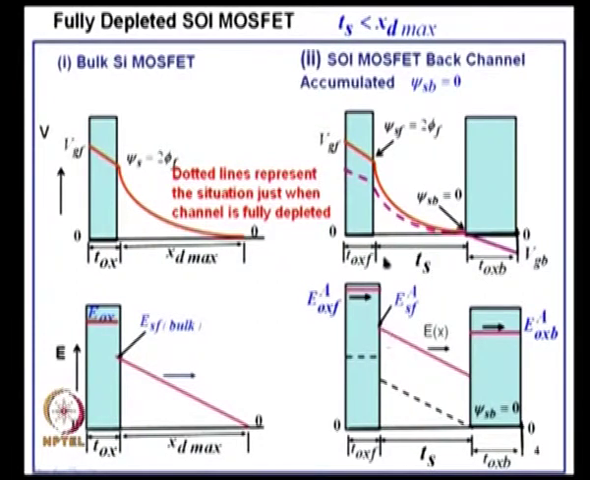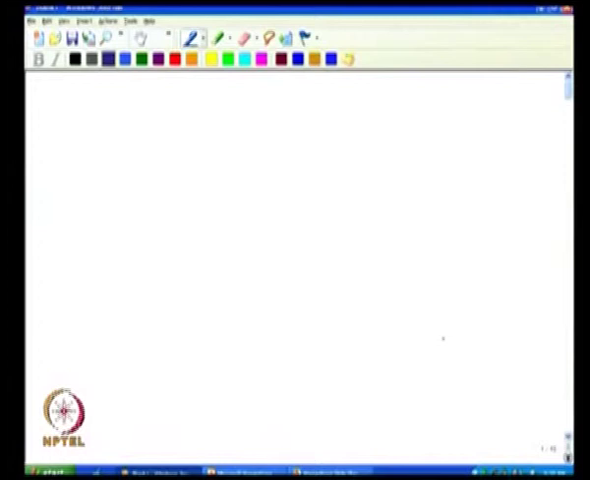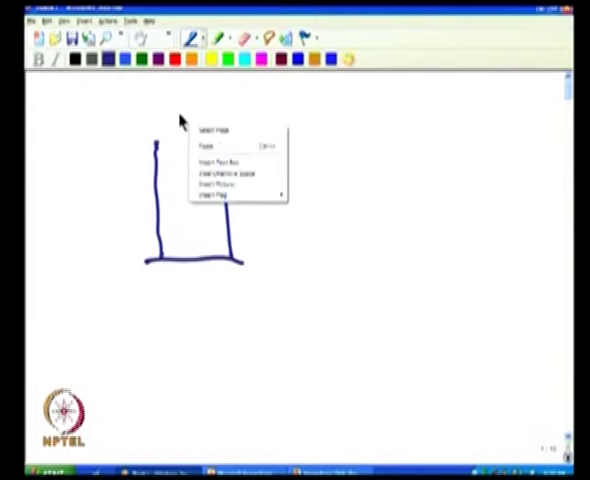How do you find out? Twice phi f divided by T silicon is an average field. For example, if I just draw this, this is the silicon, and I have the oxide on either side. Now, it is just depleted, it is like this. Lines are not actually straight. So, if I draw it here like this, now if I take twice phi f minus 0 and take the average field, it is like this.